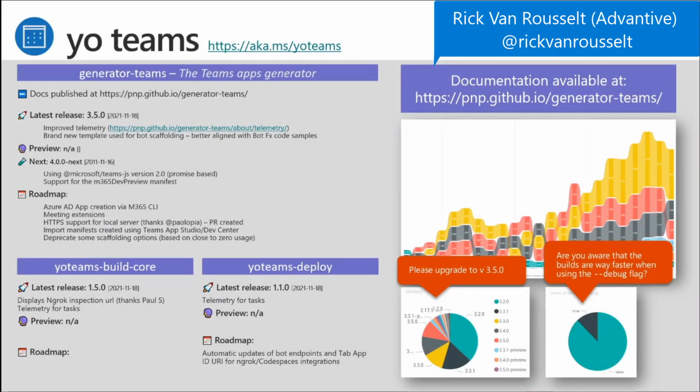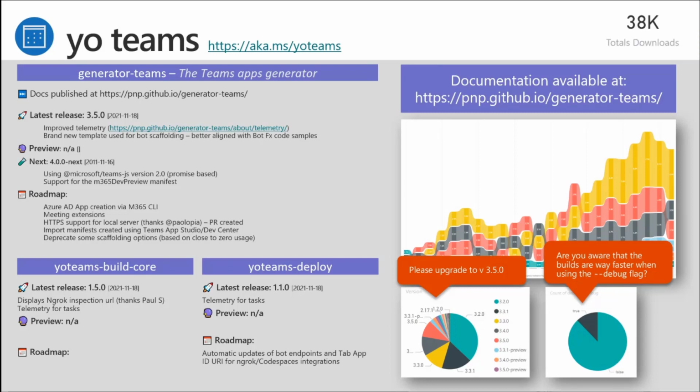Hey. So lots of happening in the Yo Teams space. Our latest release, the 3.5, we added some more telemetry, of course, which gave us the following insights: a lot of people still need to update their Yo Teams version because a lot of them are still using an older one. We see 3.2 is the most used one, but the 3.5, the latest one, has something very special, meaning there's also a debug flag now, and then your development will go lots and lots faster, so be sure to update it.